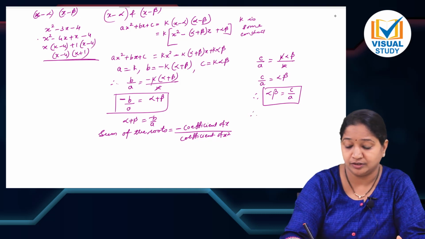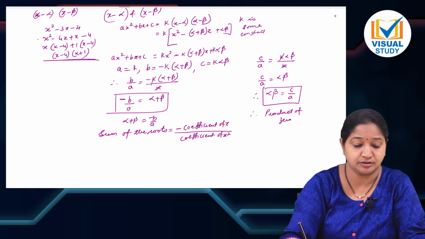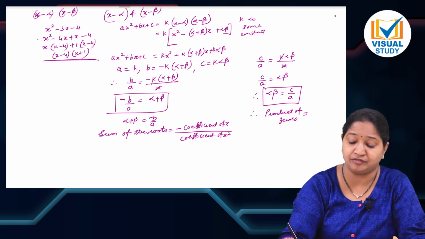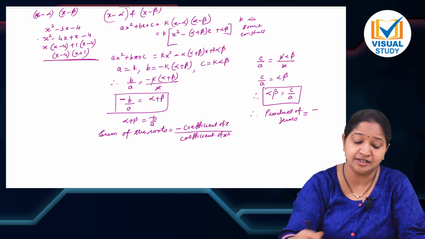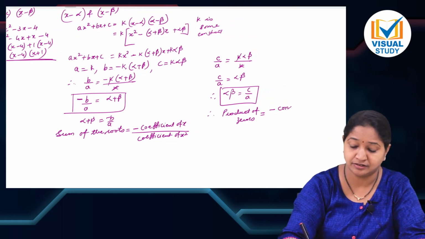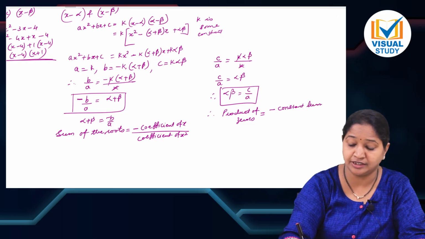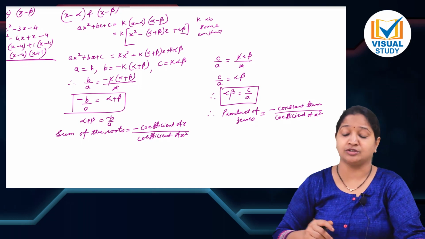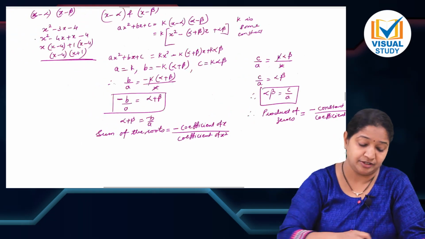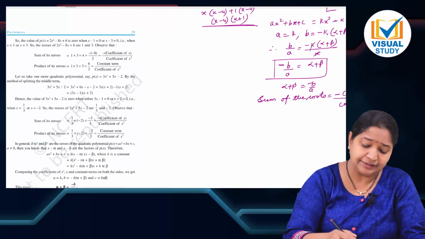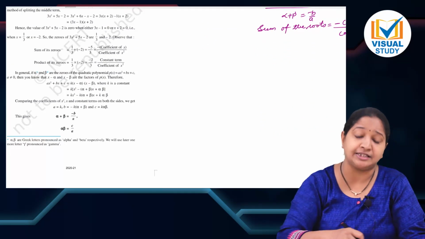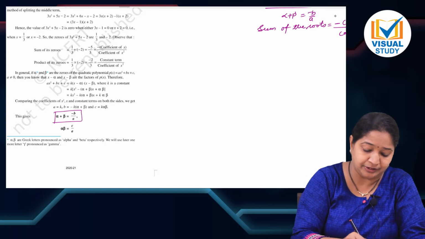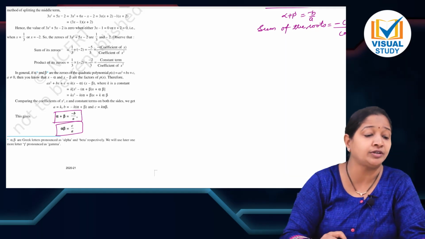The product of roots, product of zeros is equal to, what is your C? That is the constant term upon the coefficient of x squared. Okay. They have explained it everywhere, the same thing in this page: how you got alpha plus beta, and alpha beta is equal to C upon A.